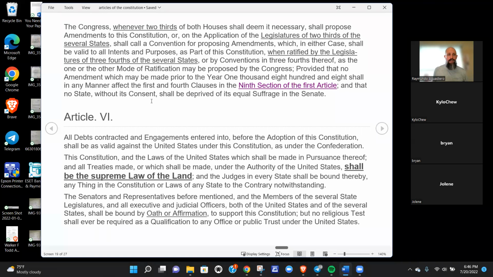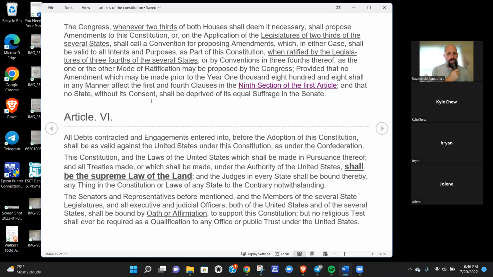All right. Article 6. This is a big one. All debts contracted and engagements entered into before the adoption of this Constitution shall be as valid against the United States under this Constitution as under the Confederation. All debts that were there before this Constitution are there after the Constitution.